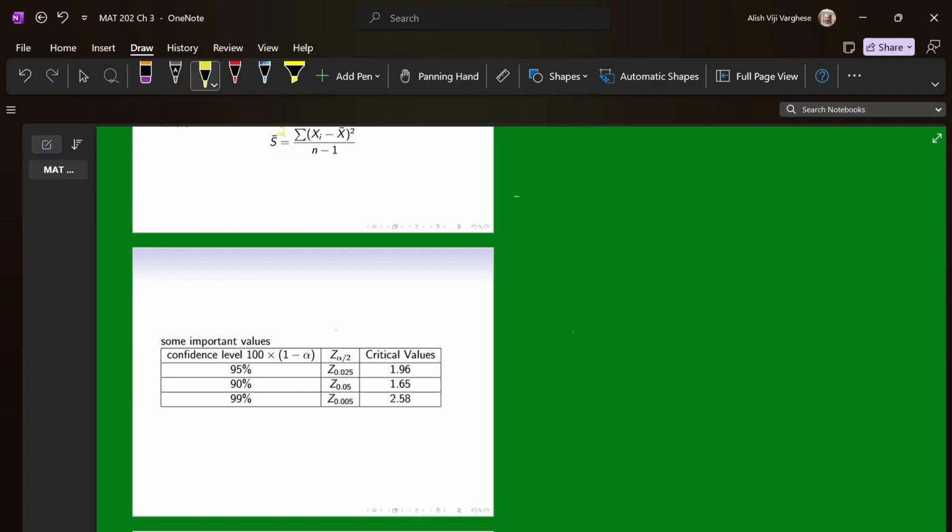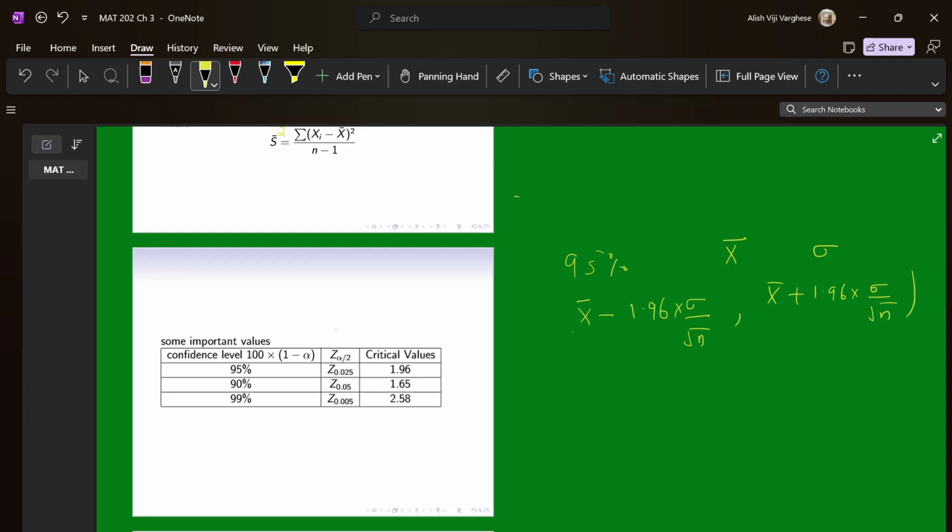commonly taken confidence intervals. So for a 95% confidence interval, the value of alpha by 2 is 0.025, and the corresponding Z alpha by 2 value is 1.96. And so what does it mean? If we are looking for a 95% confidence interval, and we calculate the value of x bar, and we have the value of sigma, then the confidence interval is x bar minus 1.96 into sigma by root of n, comma, x bar plus 1.96 into sigma by root of n.